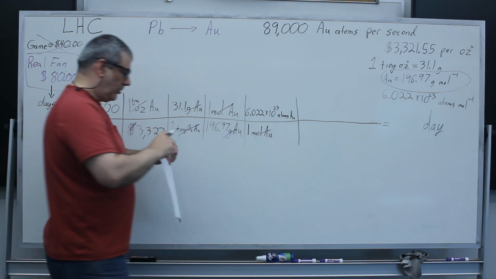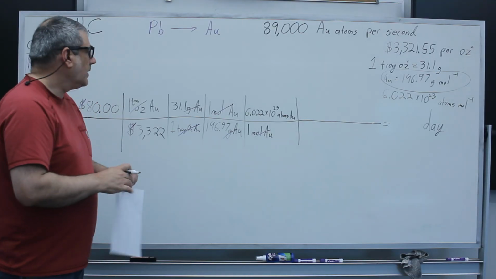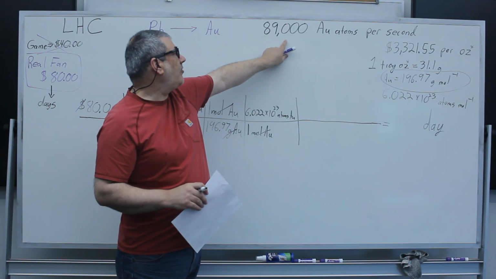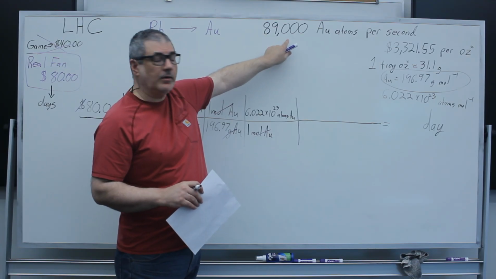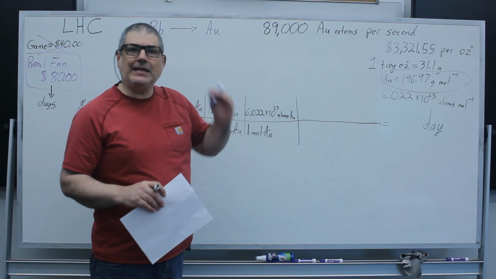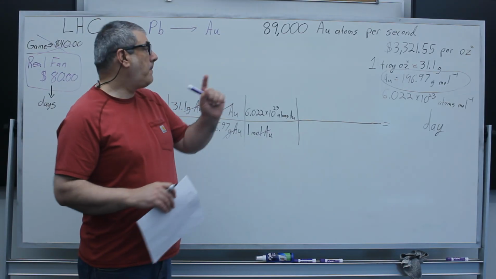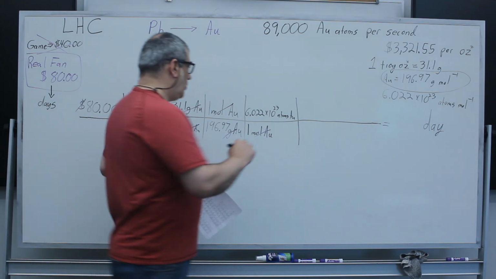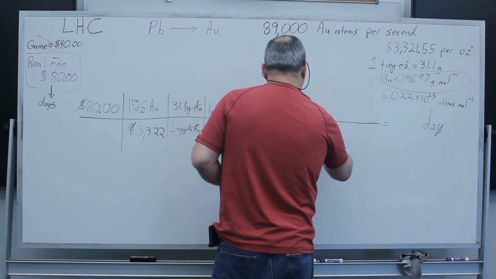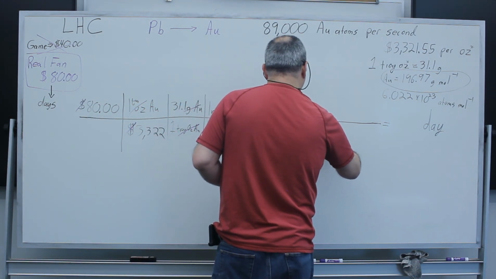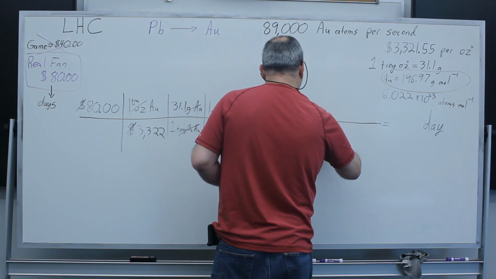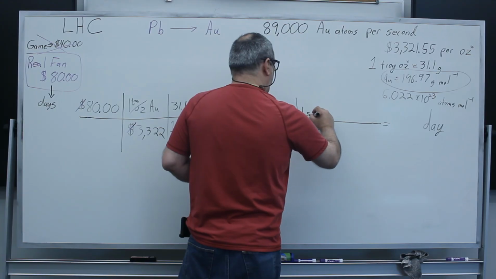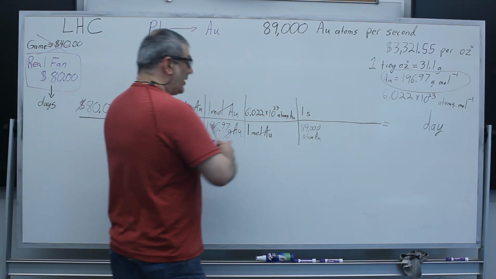Moles of gold cancel. Now I'm in atoms of gold. Well, look what we have now. From the very beginning of this problem with our Hadron Collider, it's generating 89,000 atoms per second. We have atoms of gold, so we can put that in. 89,000 atoms of gold per second over 1 second, or 1 second over that.